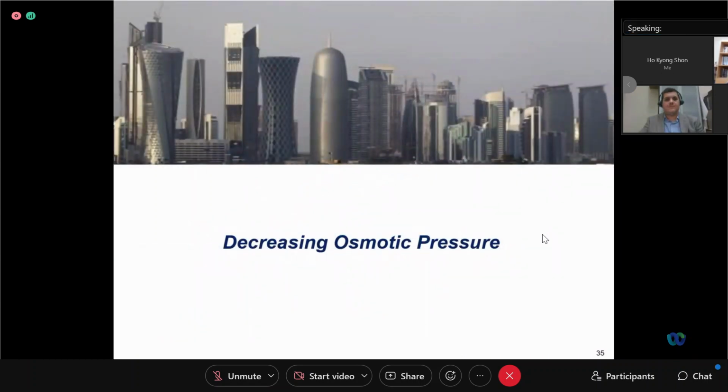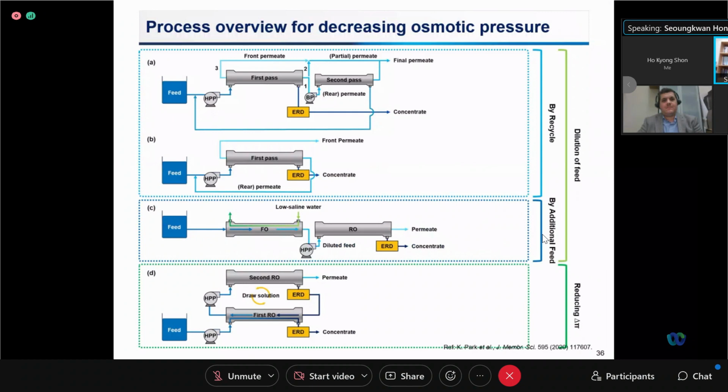Now, the next improvement strategy, that is decreasing osmotic pressure. If it were possible to reduce the osmotic pressure of the feed, the corresponding hydraulic pressure required to produce a certain amount of water would be reduced, resulting in lower energy consumption. These approaches can be categorized into direct and indirect methods, that is, dilution of the feed stream, which is direct, and reducing the relative osmotic pressure difference, which is the indirect method.